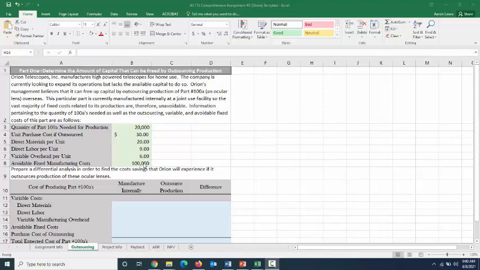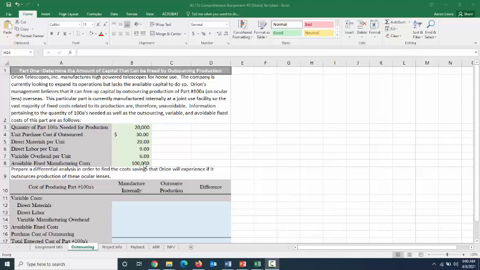So we have two options. We can continue to make this ourselves, or we can outsource production to this other firm which operates overseas. Well, since we have two different options here, the best way to find out our expected cost savings is to perform a differential analysis for our two options.